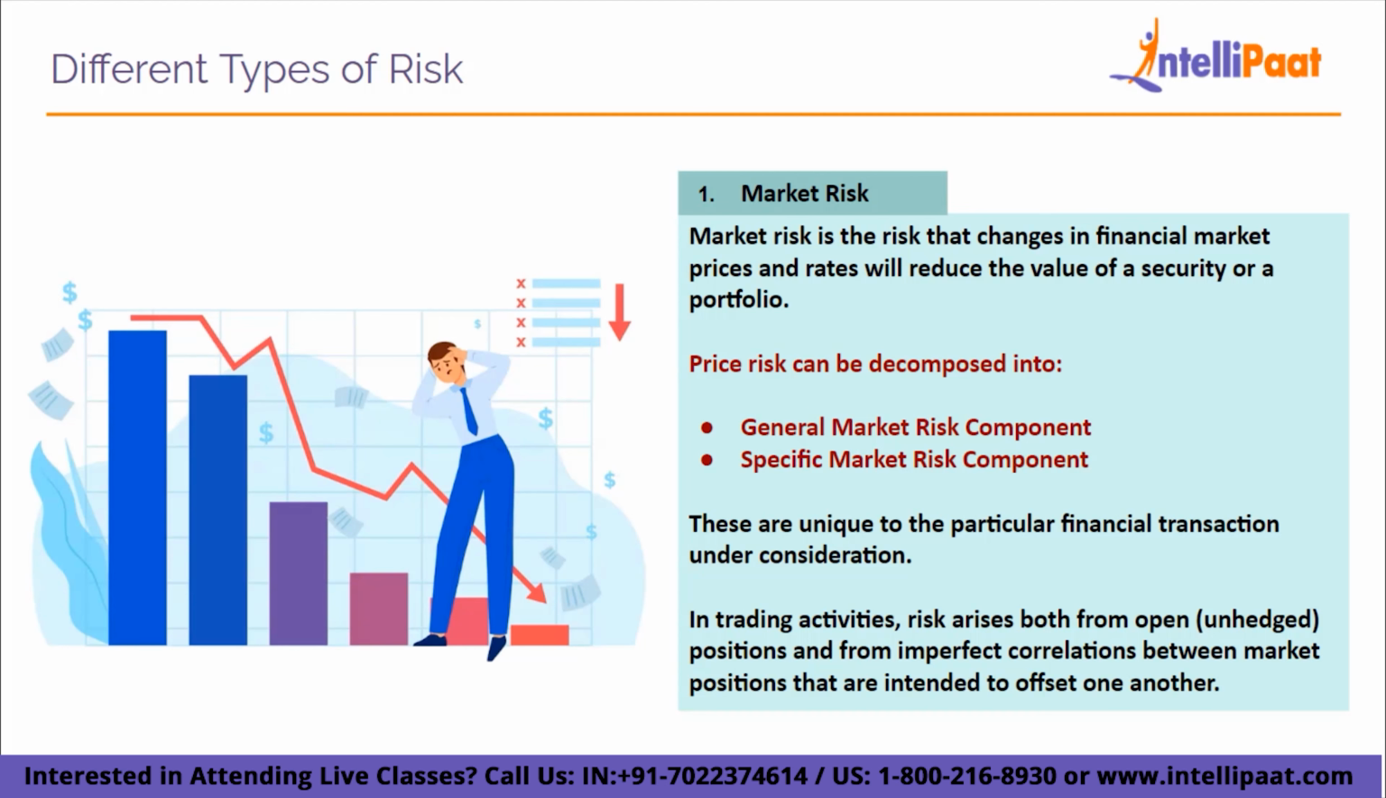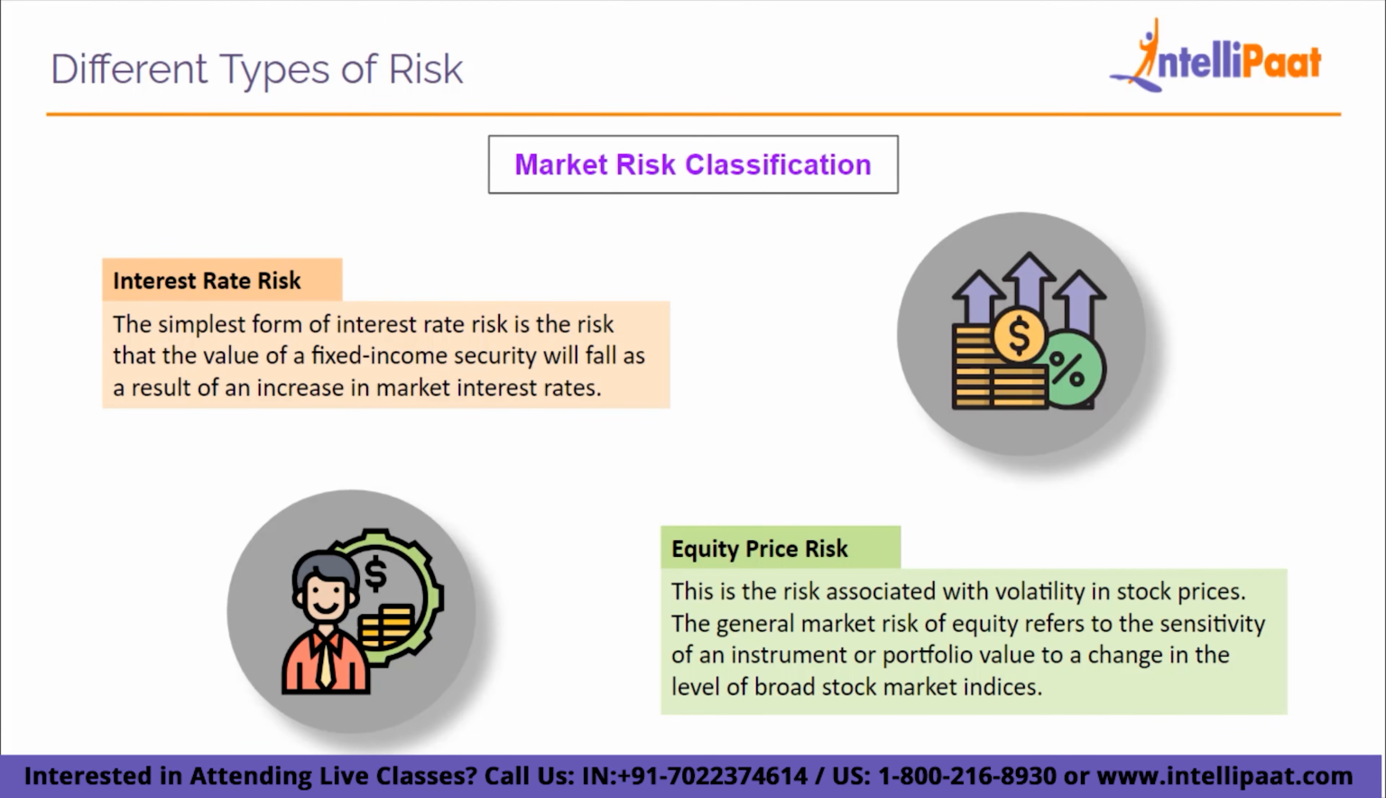Let us talk about market risk classifications. Basically, the things that we are going to discuss now could contribute to the market risk that we just defined in the previous slide. The first one is interest rate risk. Interest rate risk is the chance that the value of something called a fixed income security might go down. Fixed income securities are investments where you get a set amount of money back over time. The risk here is that if interest rates in the market go up, the value of these securities might go down. It's a bit like, if interest rates rise, the worth of what you invested might not be as much.